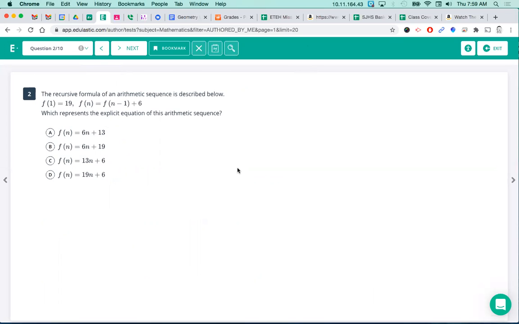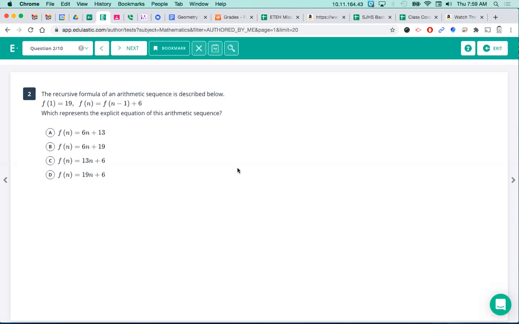It says f of 1 equals 19, f of n equals f of n minus 1 plus 6. Which represents the explicit equation of this arithmetic sequence? So again, this is the recursive one, where you have to show the previous term is being, in this case, added by 6 each time.